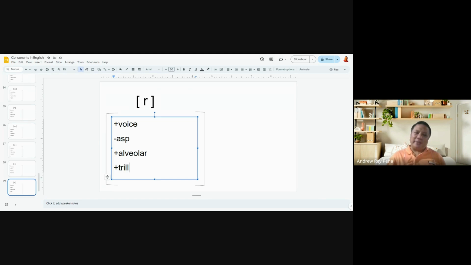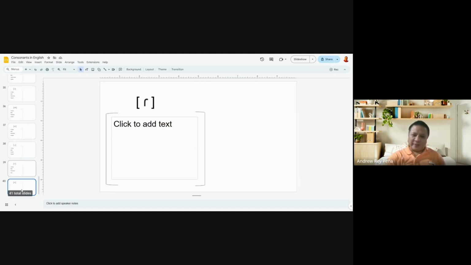Now, there are many other kinds of trills, class. You have the bilabial trill. You have the uvular trill, which is found in French. That's the uvular trill, but it's not found in English. It's found in French. What we have in English is the alveolar trill. And if you only do it once, it's called the flap.